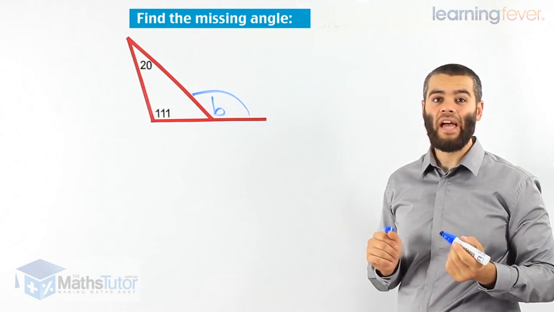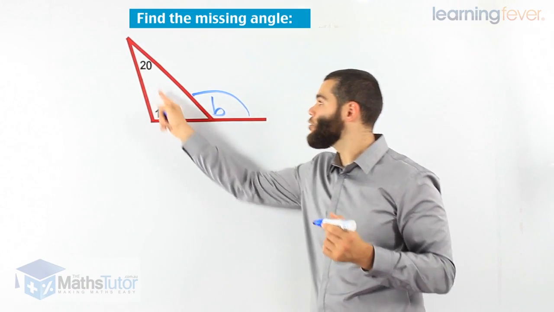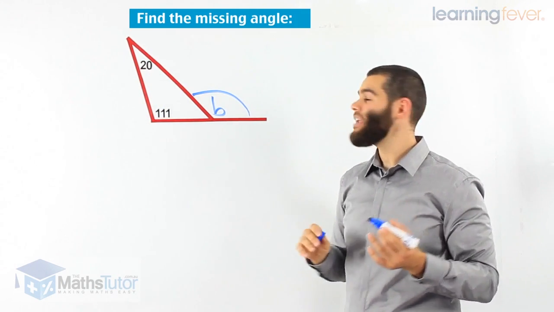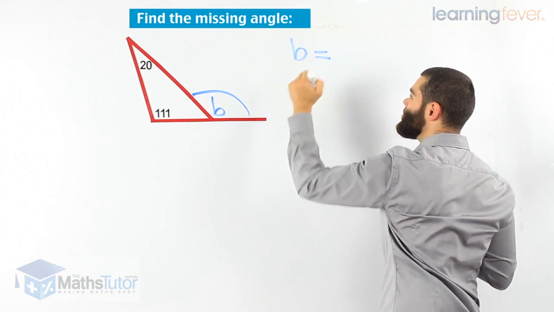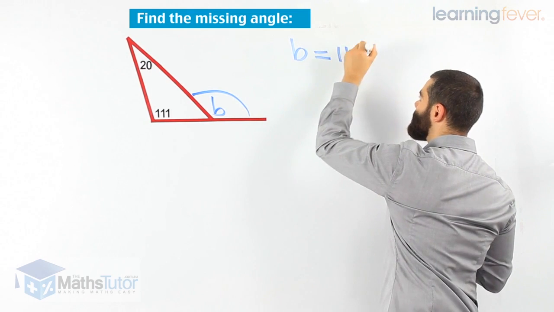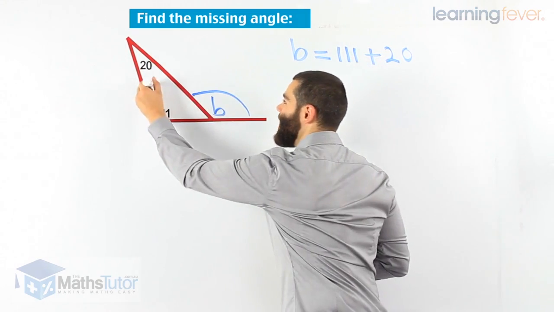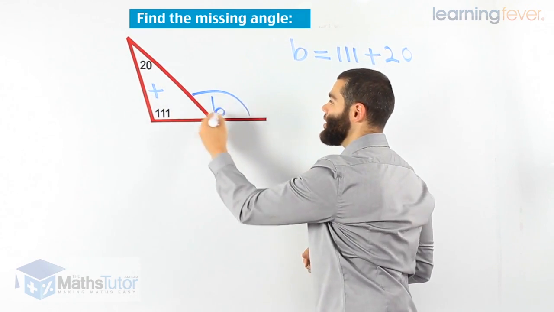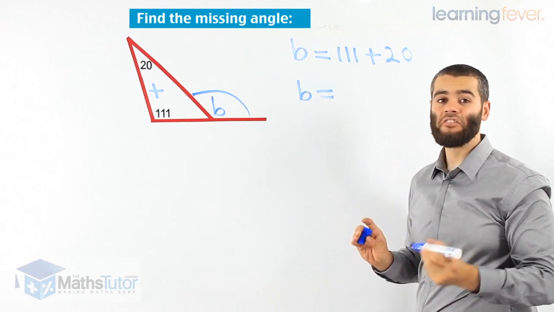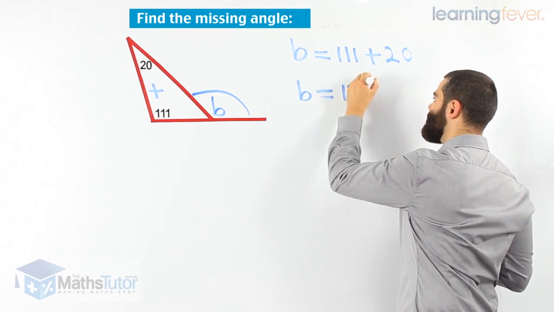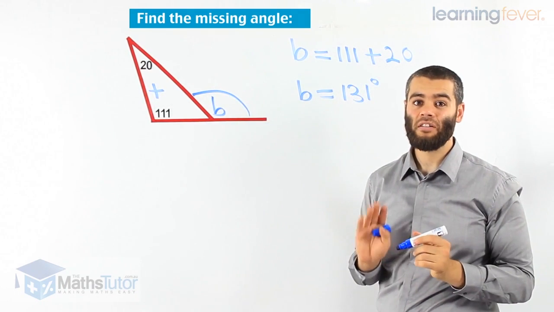We know that the exterior angle has a total of the two interior angles added together. So that is the total. So for us to find B, we write B equals 111 degrees plus 20 degrees. The two interior angles added together make the exterior angle outside. So B is going to be 111 plus 20, 131 degrees. So the total of the exterior angle is 131 degrees.